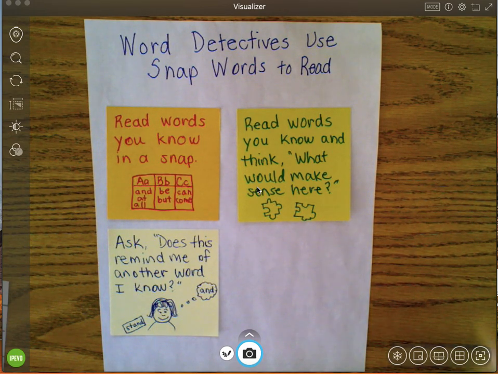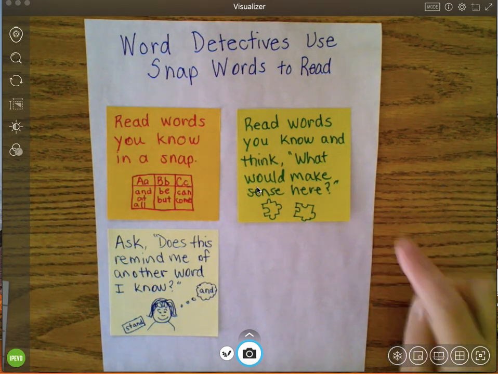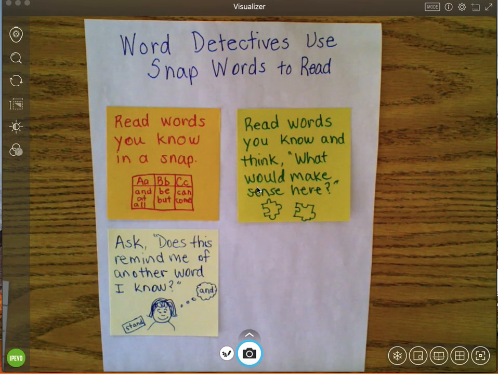We also have learned that we want to read words that you know and to think what would make sense here. If you come to something and you can't figure it out and you just make up a word, then you have to think about, does it really make sense in that sentence, or do I need to go back and reread it and try to figure out a better choice for what that word might be?